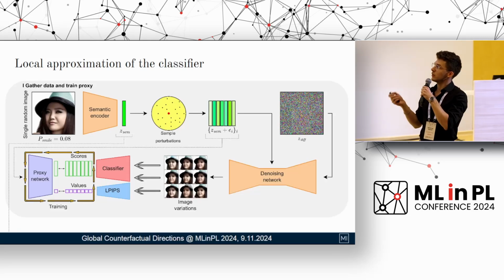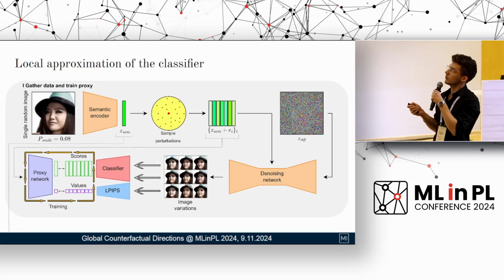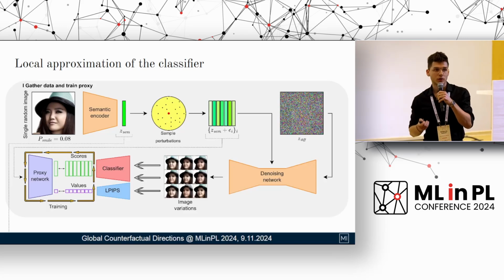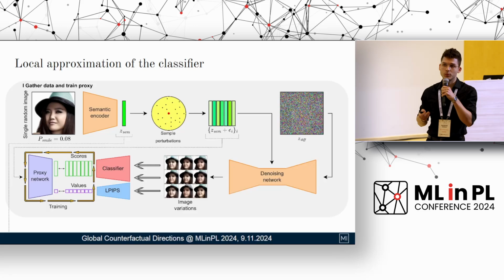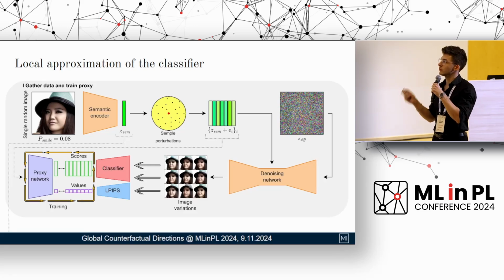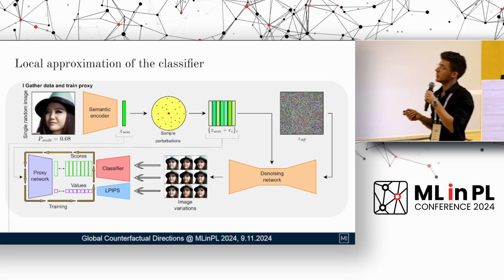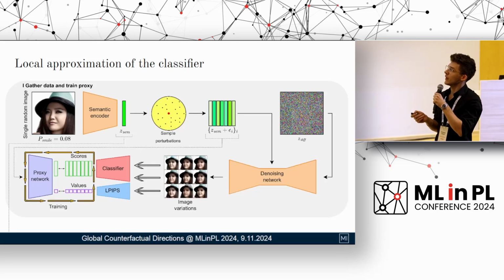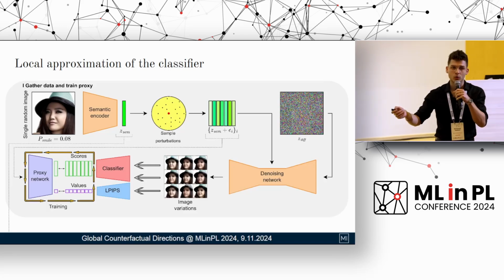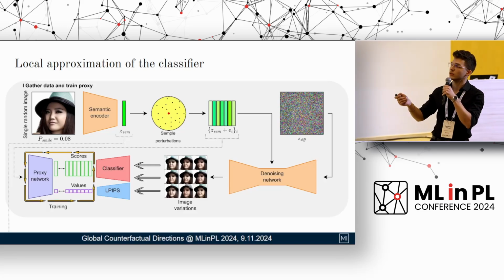And because there is a clear relationship between this small vector and the outputs of the classifier right here, you can actually learn this function. So locally approximate the predictions of your predictive model or distill it, call it however you want. You can just use a very small proxy network. This can be a two-layer MLP, generate some image variations, and just train this network to predict what the classifier would predict if the semantic vector was to be changed.